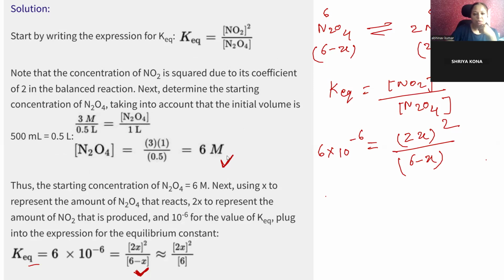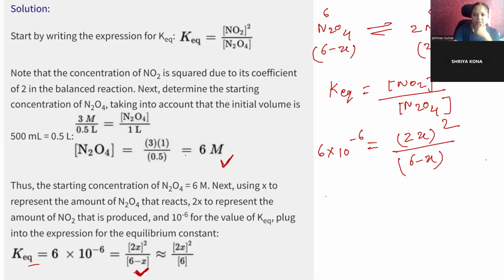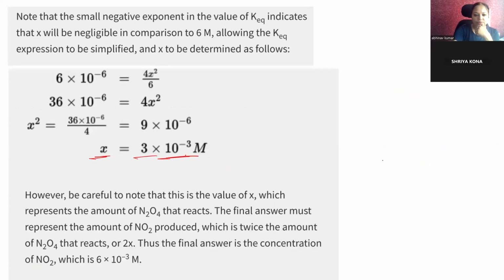And for the N2O4, the molarity comes to 6 molar, right? Because the moles is given and the volume is given. Now, the actual thing for NO2 comes to 3 times 10 to the power -3. So there you missed it. No, but then you have to multiply it by 2.